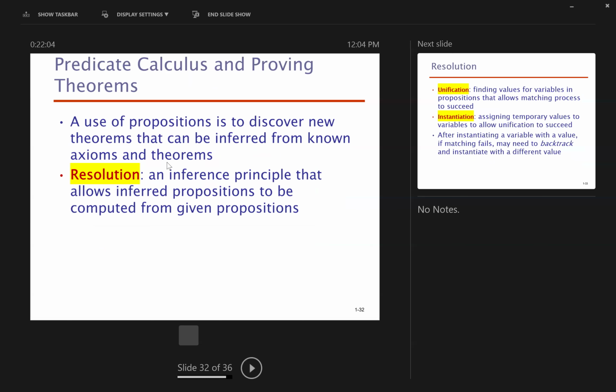Those are the two things we are going to see in Prolog. So here we say resolution is an inference principle that allows inferred proposition to be computed from given proposition, which will be the query. So there are two ways we can do that, and we'll hopefully see it soon. We can do the backward or forward way, which means you start with the goal and you look for the fact, or you start with the fact and look for the goal.